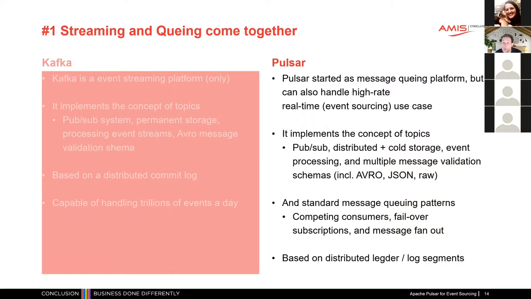With that, we have the queuing patterns. Kafka doesn't have that, so you can play a little bit with competing consumers. You can also do failover subscriptions. You can say, okay, this message goes to multiple consumers. That is possible. With Kafka, that's not really a thing. You can have separations with consumers and consumer groups, but you don't have the more advanced subscription-based message patterns. And it uses a distributed ledger, or it uses log segments. So instead of copying over the log file if you want to expand, it's using the log segments.